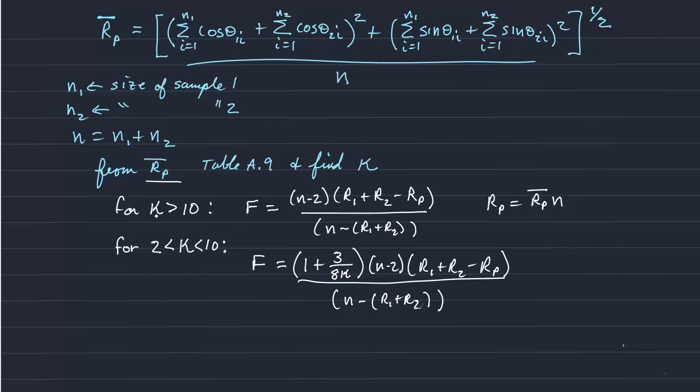Okay, so once we determine kappa, we use either one of these equations to compute F. If F exceeds our critical value, with our critical value being defined by our significance, alpha, 1 degree of freedom for the numerator and n minus 2 degrees of freedom for the denominator, then we can reject our null hypothesis.